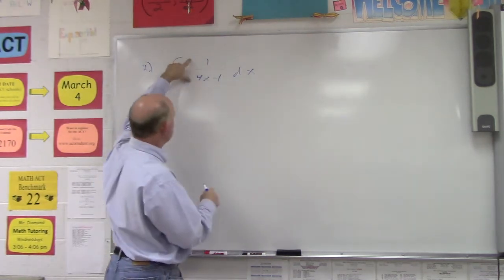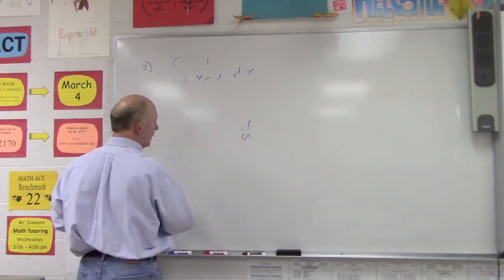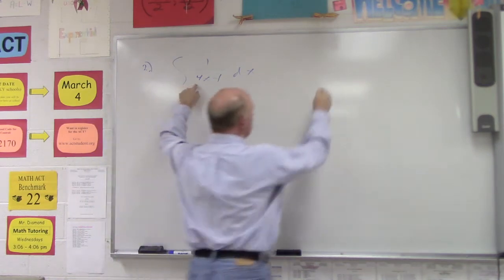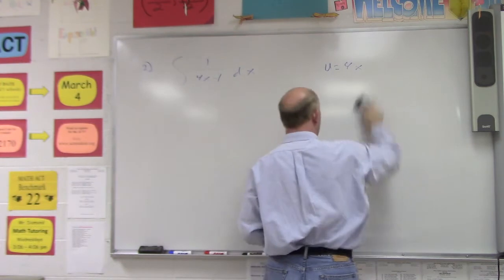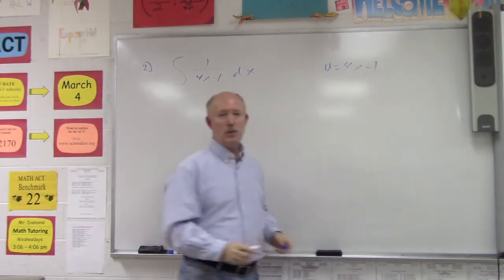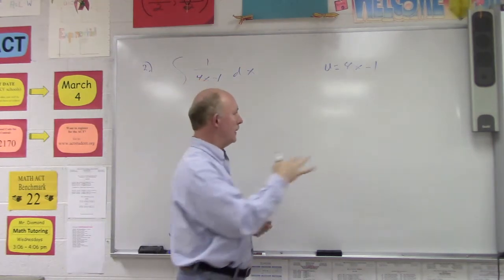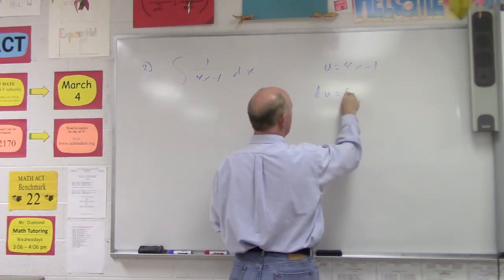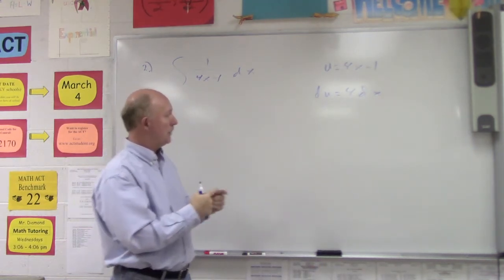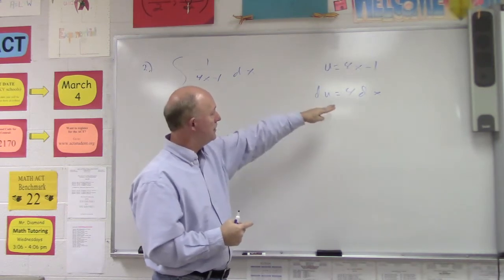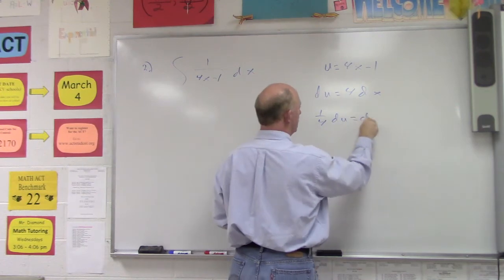So somehow with this problem, I need to get 1 over u. So let's let the bottom of the fraction equal 4x minus 1. So let u equal 4x minus 1. We know how to do u substitution. Let's take the derivative of both sides, which gives us du equals 4 dx. And we're going to solve this expression for dx. Dividing both sides by 4 gives us 1/4 du equals dx.